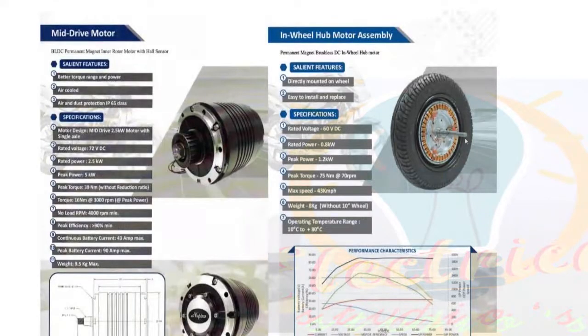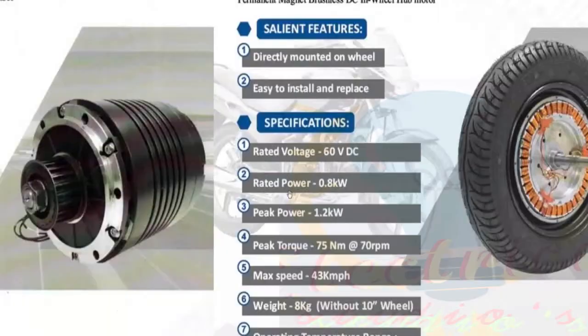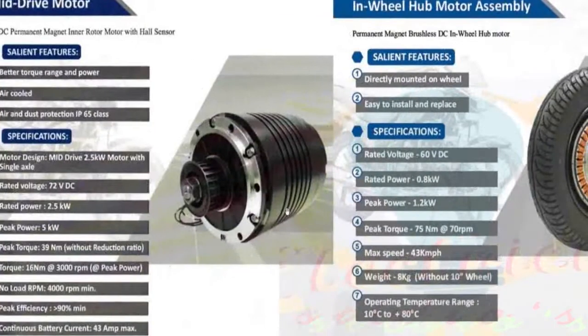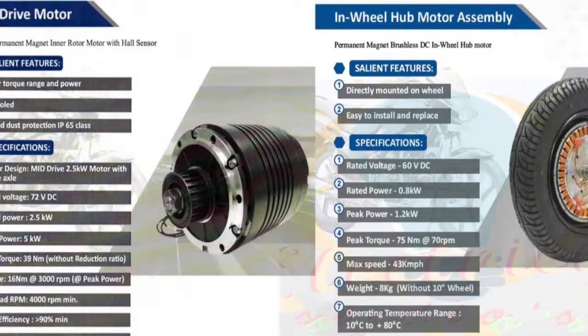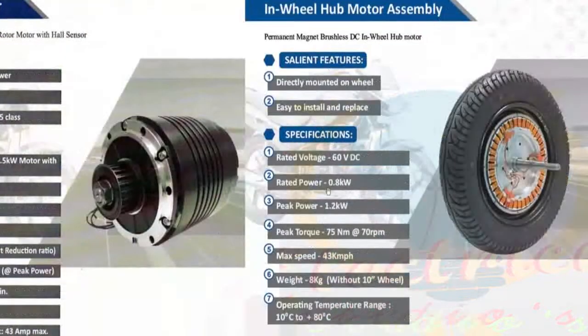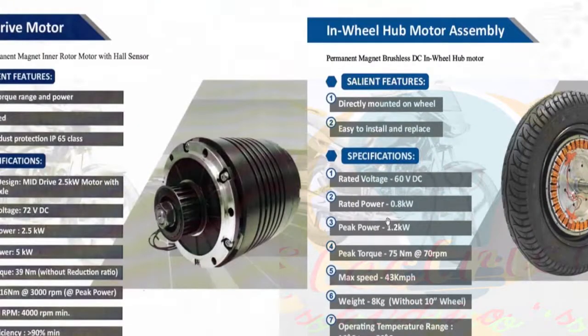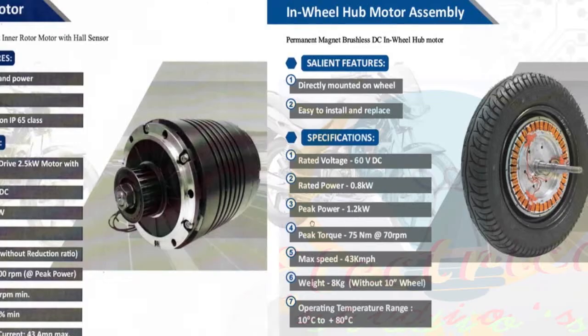And similarly, look at this motor. This is a hub motor. Can you see the difference? I told you very clearly where the BLDC hub motor is used and where mid-drive is used. Can you see the difference? Look at this area where I am circling, the rated power output of the motor. So when you look at the hub motor, they are mostly suitable for low power applications.